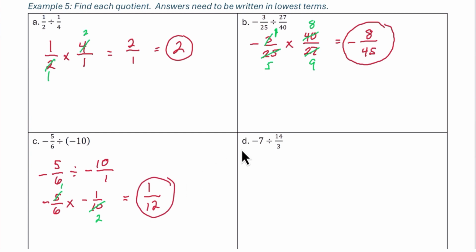In example D, let's rewrite negative 7 as negative 7 over 1. And now we'll convert to multiplication. We keep, change, flip. Now that it's multiplication, we can reduce. 7 and 14 have a 7 in common. 7 divided by 7 is 1. 14 divided by 7 is 2. Now we multiply. 1 times 3 is 3. 1 times 2 is 2. And then negative times a positive is a negative.